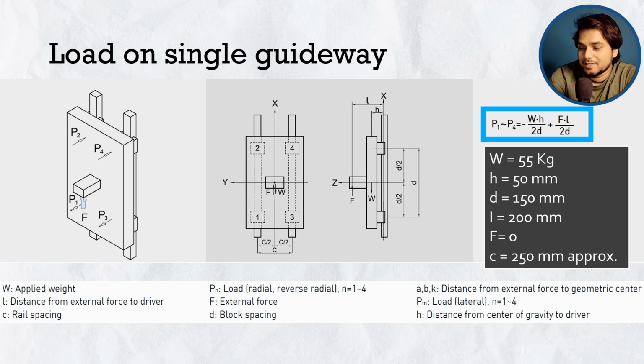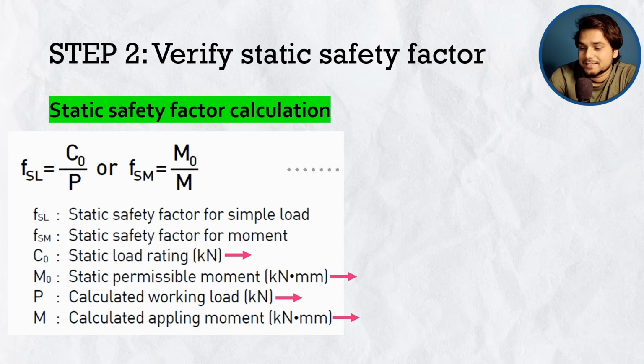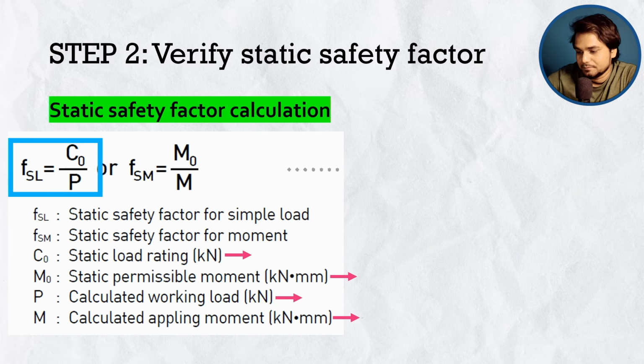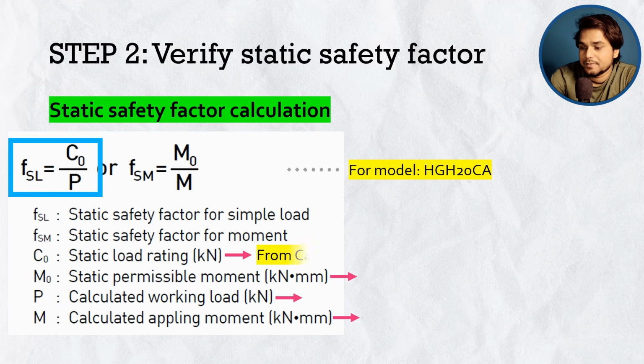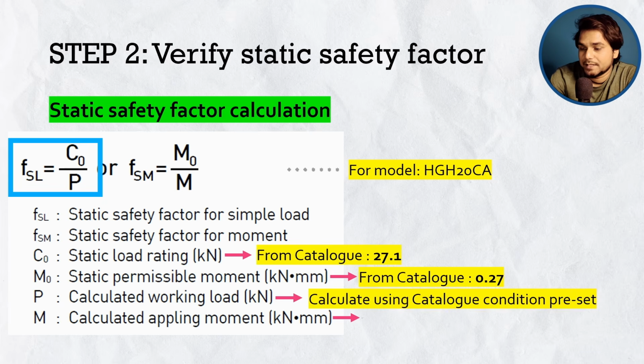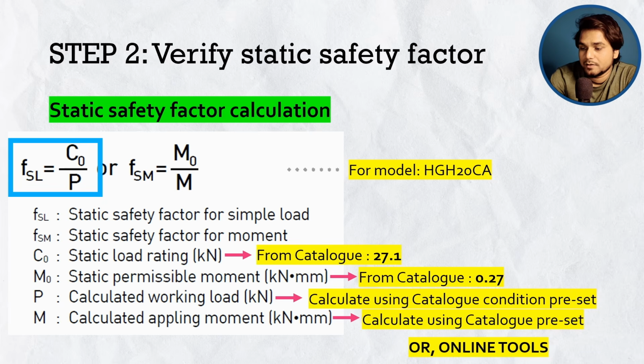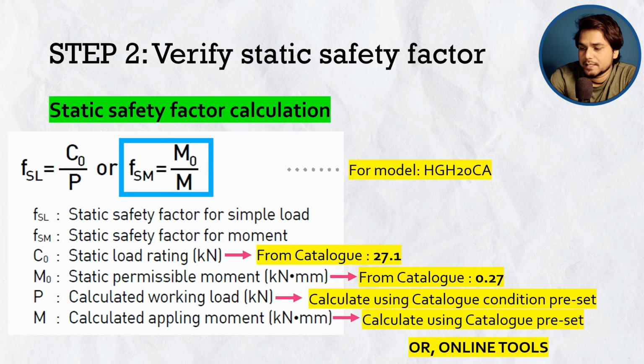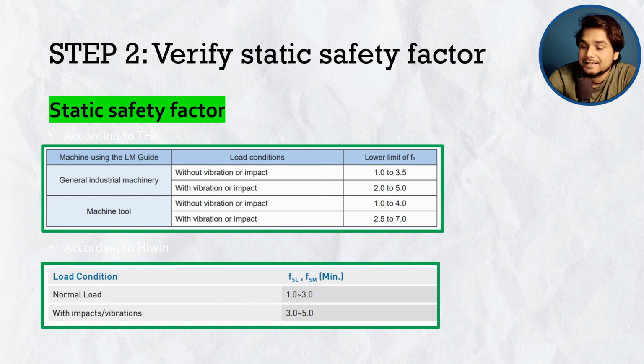When we calculate the equivalent load on a single block, we have to check the static safety factor using this formula. For the simple load, FSL equals C0, the static load rating, divided by P, the calculated working load. For the moment load, FSM equals M0, the static permissible moment that we can find in the manufacturing catalog for the selected linear guideway model, divided by M, the calculated applied moment. This value should be in the range of 3 to 5, as discussed earlier.